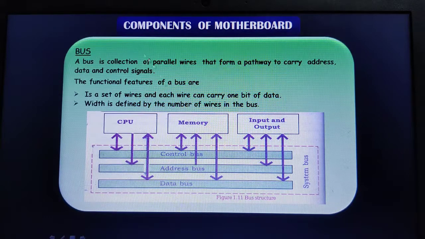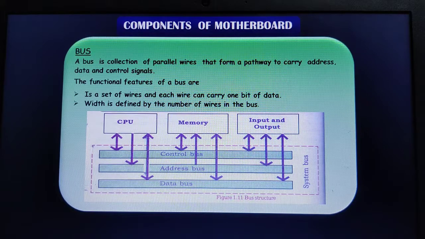So a bus is nothing but a collection of parallel wires that form a pathway to carry the address, data, and control signals. Later I'll be discussing what exactly the address, data, and control signals are. But you should know that a bus is a set of parallel wires carrying different kinds of addresses, data, and control signals. Now let us see the basic features of any bus. We have different kinds of bus, be it an internal bus or an external bus. There are always two features in common.